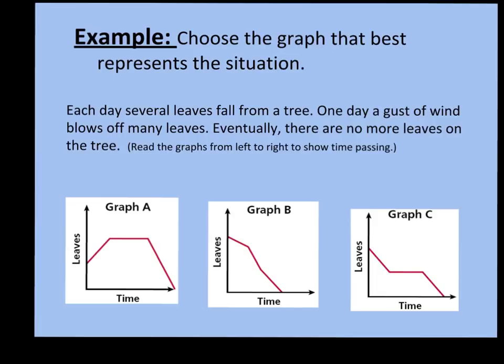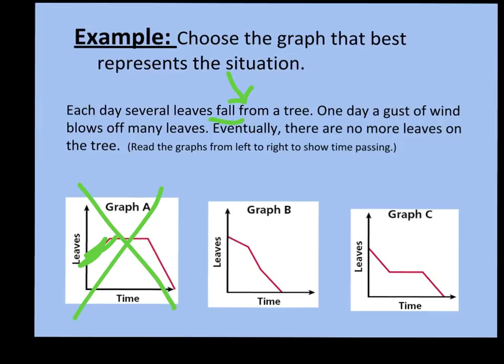And then leaves are falling off of the tree. Because they're falling off, that is a downward slope type of a situation. So it's decreasing in number. So the first thing we want to look at is if we can eliminate anything just from that fact. And we can. Graph A has an upward increase, saying that leaves are being added. So we can eliminate graph A.